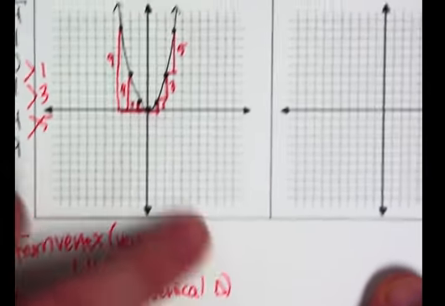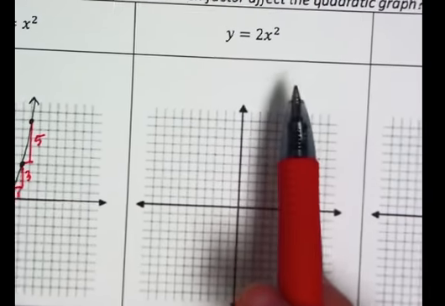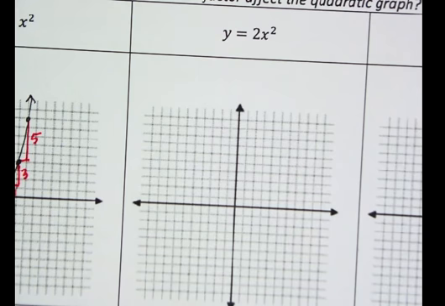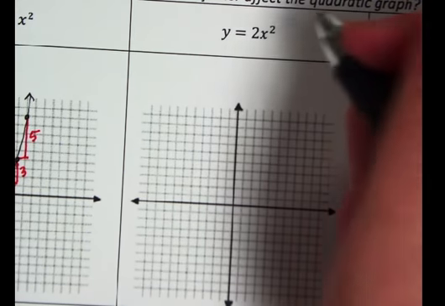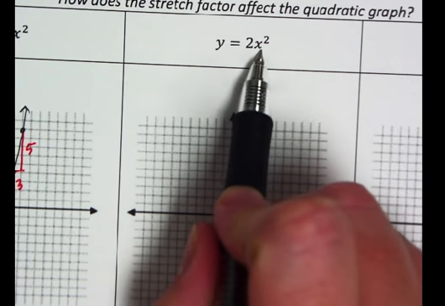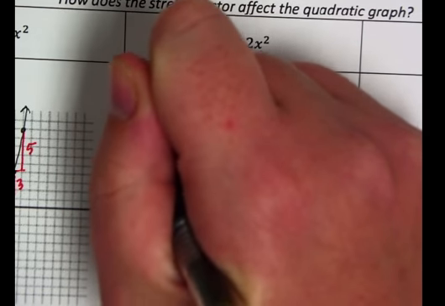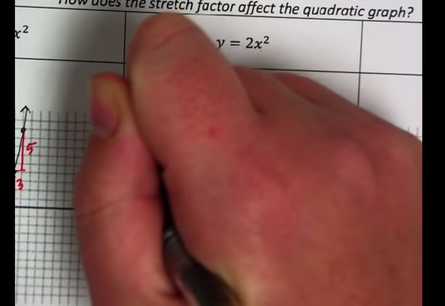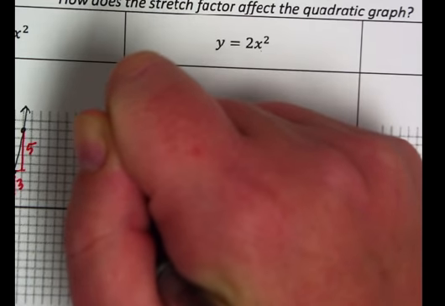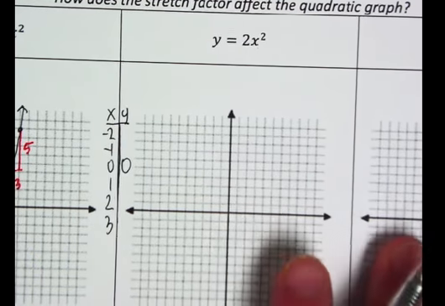So this is just the generic y equals x squared graph. We're going to see how that compares to y equals 2x squared. Okay. So the vertex in this case is still at 0, 0 because when you have x be 0, 0 squared is 0 times 2 is 0. So let's make a table of values. We know it goes through 0, 0.